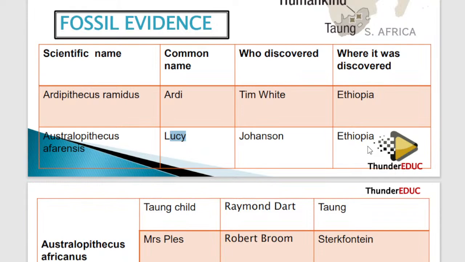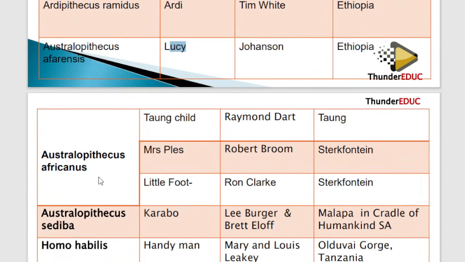Then we have the next point. They're asking you about Australopithecus africanus species. When you talk about it, you are looking at three specimens. You cannot go to the paper without knowing these three: Mrs. Ples, Little Foot, and the Taung Child.